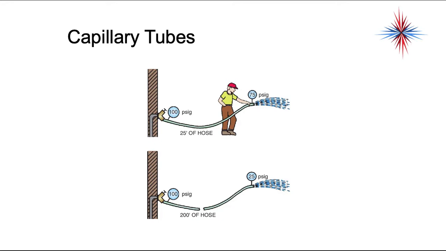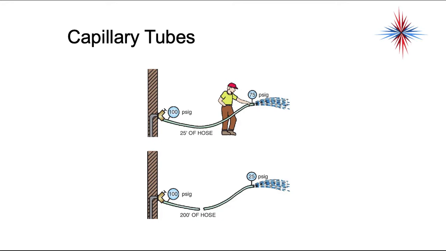Let's equate a cap tube to a garden hose, okay? Because that's basically what it is. You have high pressure liquid coming out of the spigot where the hose is connected. If you have 25 foot of hose, that hose may create a pressure drop down to 75 psi at the end of the garden hose, and then it sprays out into a low pressure environment, becoming a very low pressure spray.